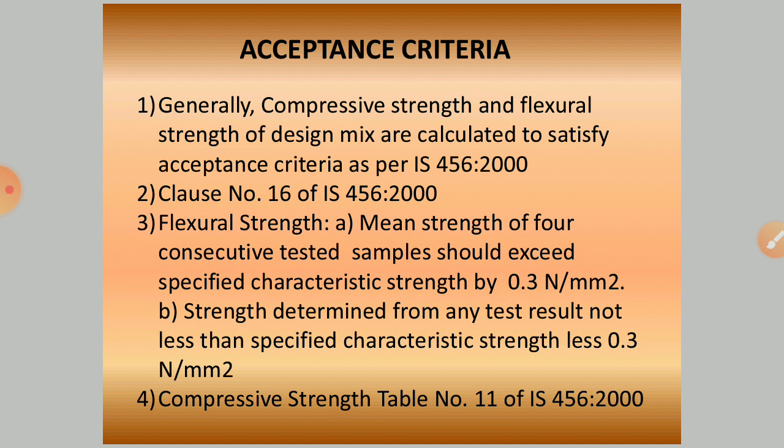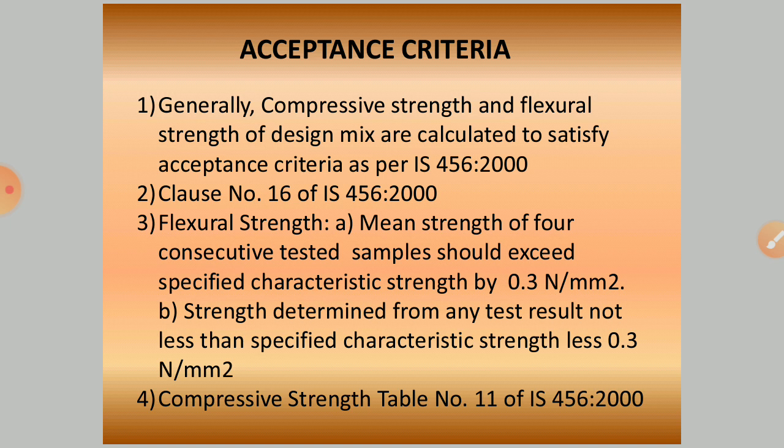Now next, what is characteristic strength? Suppose you have cast 100 cubes, then out of these not more than 5%, meaning not more than 5 cubes out of 100, should have strength less than 20 MPa. That is called characteristic strength. It is defined as: not more than 5% of test results are expected to fail.